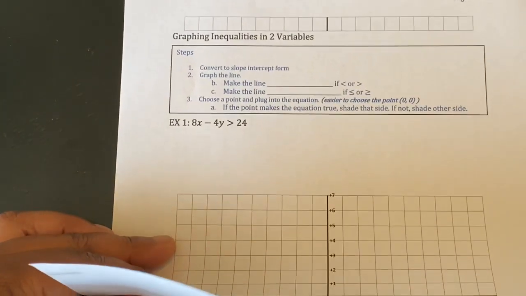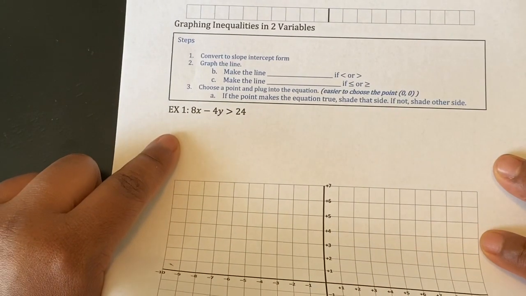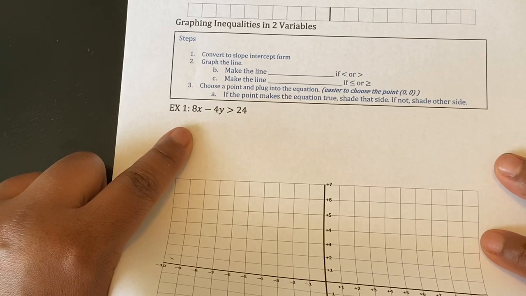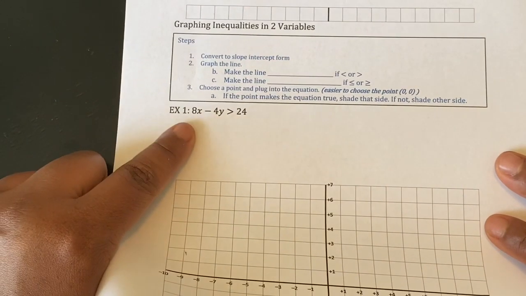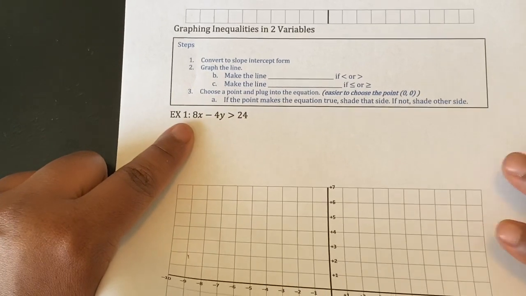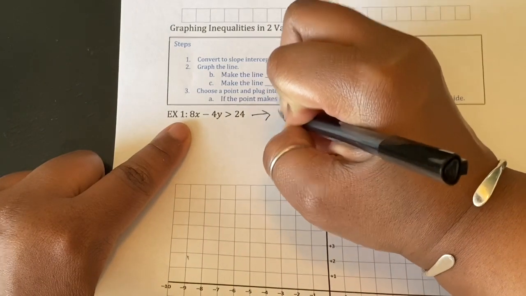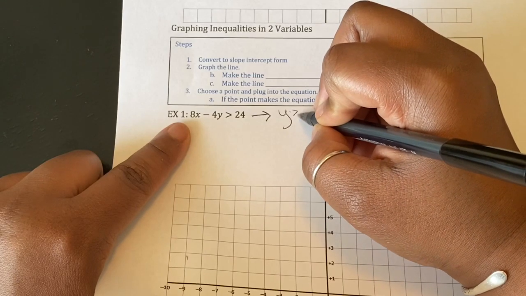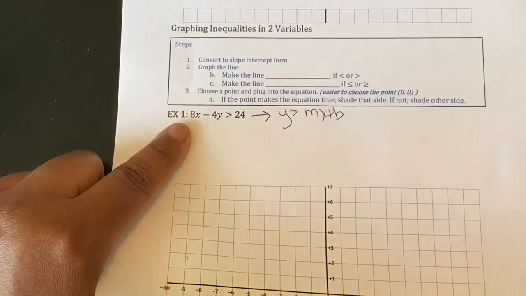Okay, I have now the linear inequality 8x minus 4y is greater than 24. Now, the issue with this one is we have one extra step. This problem is not in slope-intercept form. So I need to convert this to y is less than or greater than mx plus b form. Okay.